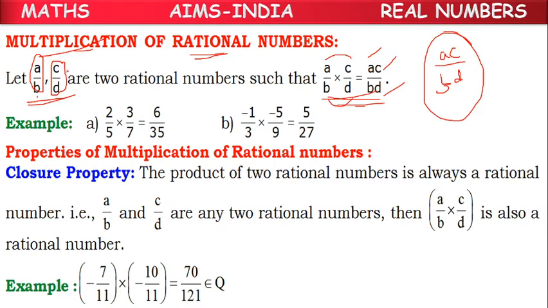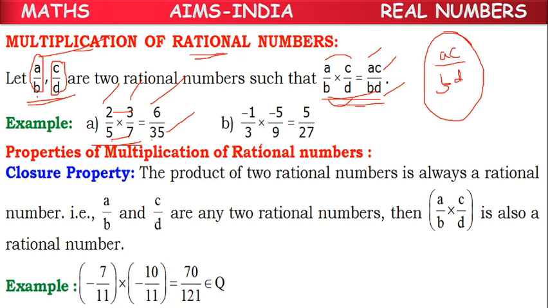So multiplication of rational numbers is very simple, children. Here the first rational number is 2 by 5. The second rational number is 3 by 7. How to multiply them? 2 3s are 6, 5 7s are 35. 6 by 35.